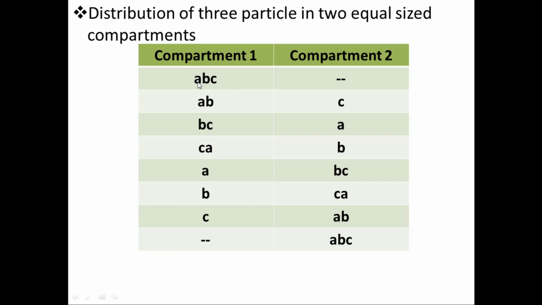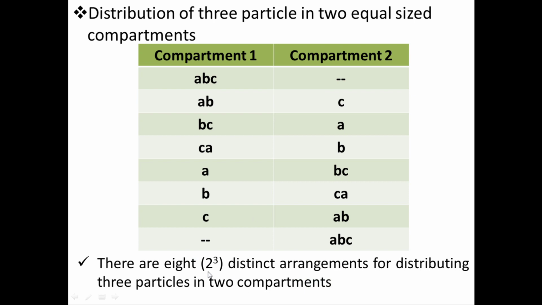What orderly manner? AB in the first compartment and C in the second compartment. Then we go further: BC in the first compartment and A in the second compartment. Then CA in the first compartment and B in the second compartment. Now we will interchange the particles of compartment 2 into compartment 1 and of compartment 1 into compartment 2. And the last one is compartment 1 empty and all 3 particles in compartment 2. In this way we can arrange the 3 particles in two equal size compartments.